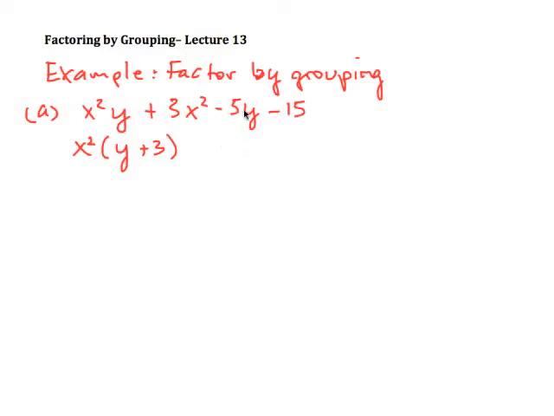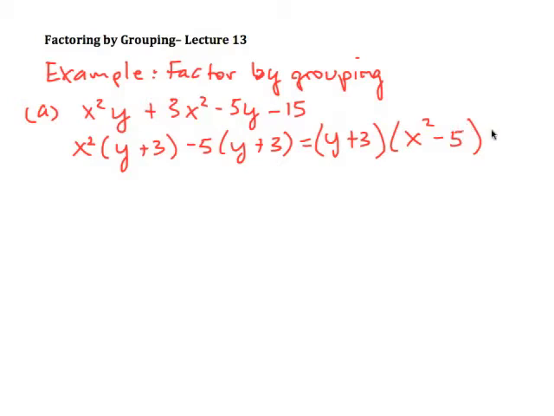Notice that we do have a negative 5 as a factor here. So if I took out a negative 5, I'd get y plus 3 as well. Notice negative 5 by plus 3 is negative 15. Notice that we now have a y plus 3 as a factor in these two terms, and that will leave me with x squared minus 5. And this will be our factored form.